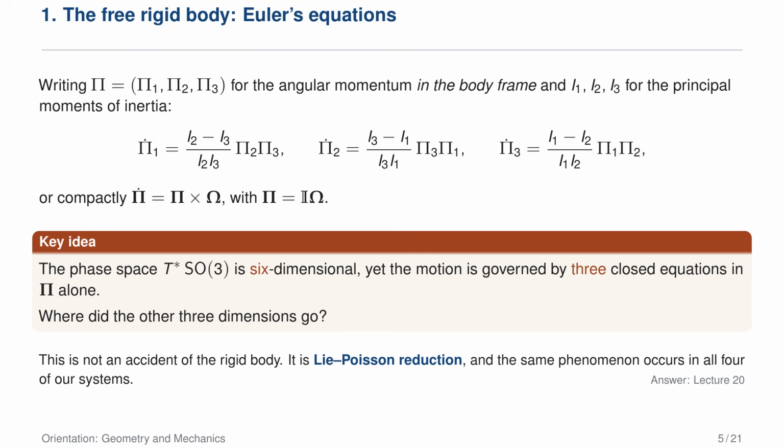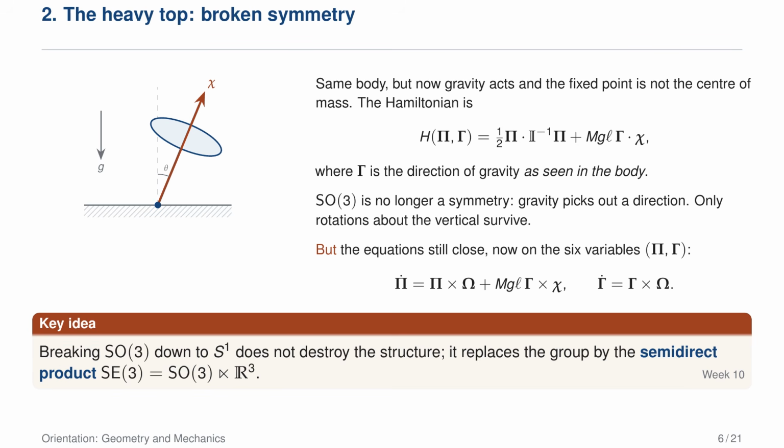Hold that question. It is not special to the rigid body, and the answer, which is called Lie-Poisson reduction, is the punchline of lecture 20. Second system, take the same rigid body, but now let gravity act, and let the fixed point not be the center of mass. This is the heavy top. The energy is the rotational kinetic energy plus a gravitational term, which depends on capital Gamma, the direction of gravity as seen in the body.